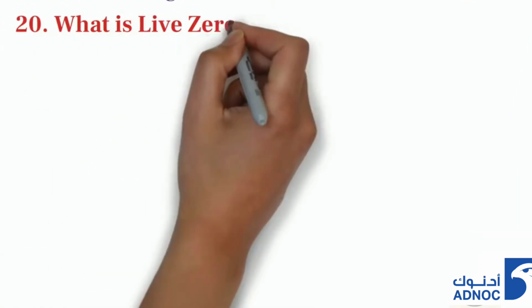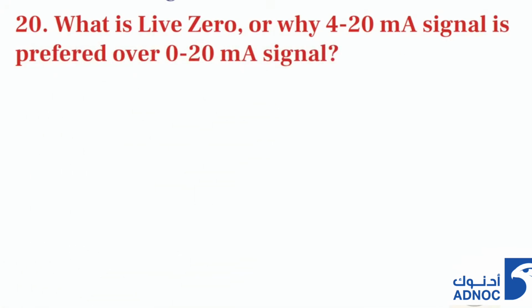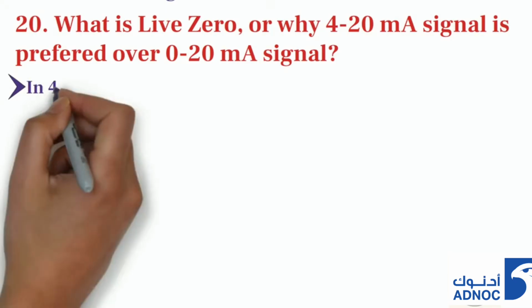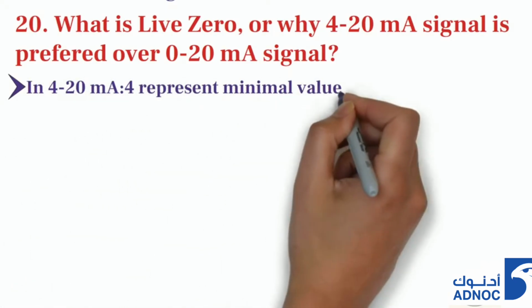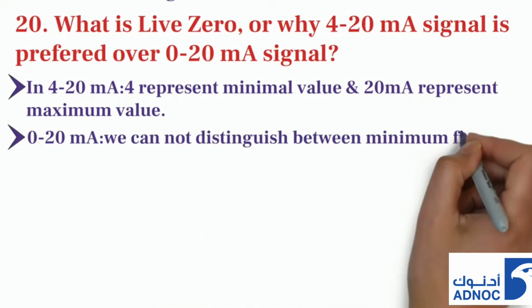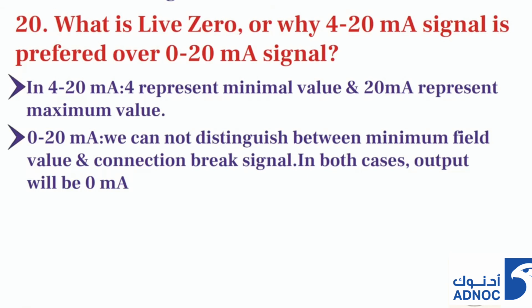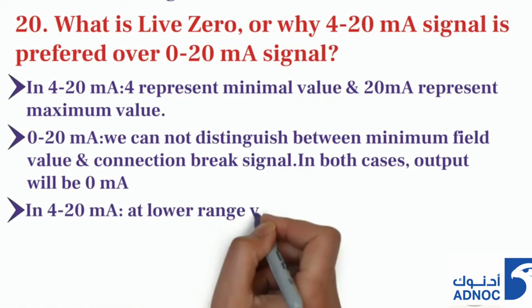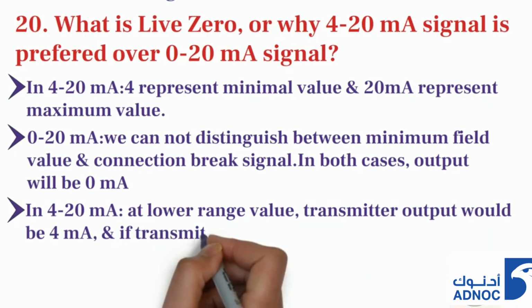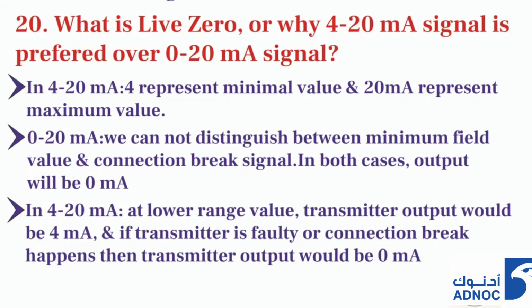Another important question is, what is live zero, or why is a 4 to 20 mA signal preferred over a 0 to 20 mA signal? In a 4 to 20 mA signal, 4 represents the minimum value and 20 mA represents the maximum value. With a 0 to 20 mA signal, we cannot distinguish between the minimum field value and a connection break signal. In both cases, output will be 0 mA. However, in a 4 to 20 mA signal, at the lower range value, transmitter output would be 4 mA, and if the transmitter is faulty or a connection break happens, then transmitter output would be 0 mA.